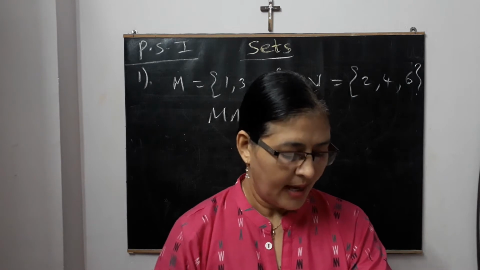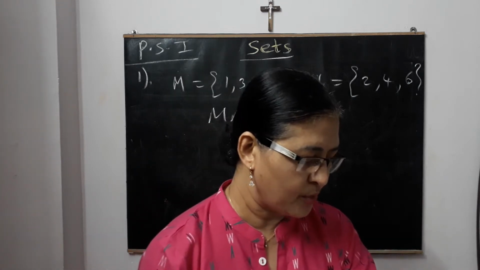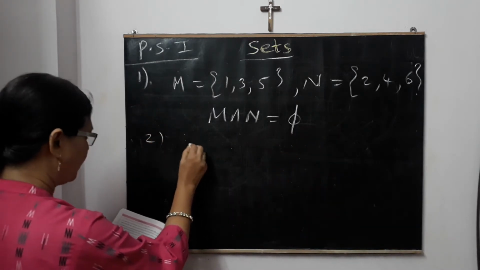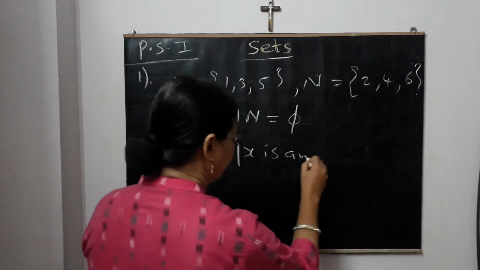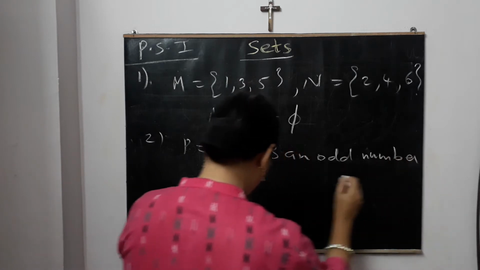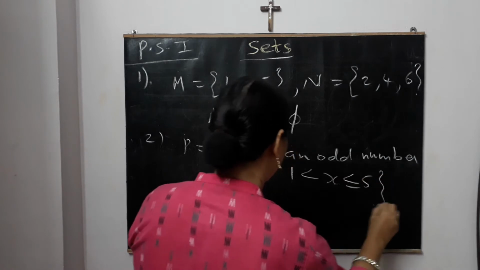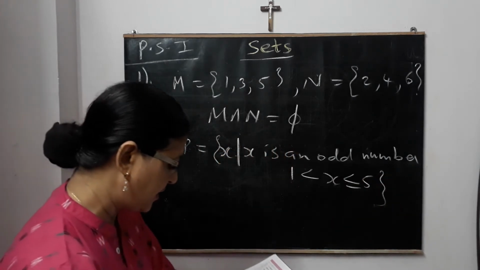Then the second one. P is equal to, in set builder form, X such that X is an odd natural number, and the range is given as 1 less than X less than or equal to 5. How do we write this set in roster form? What will be the P set, and in which form do we have to write it?